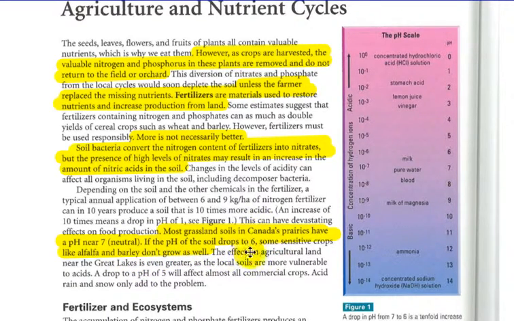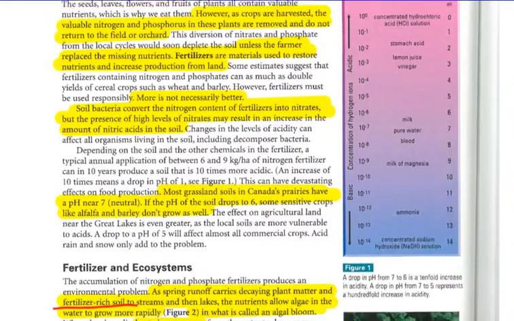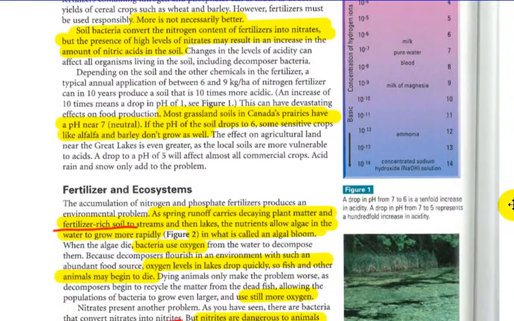But if it gets lower, it becomes more acidic. So for example, if it drops to 6, some sensitive crops like alfalfa and barley don't grow very well. The effect on agricultural land near the Great Lakes is even greater, as the local soils are more vulnerable to acids. A drop to 5 would affect almost every crop. Okay. So the idea of fertilizer is replacing those nutrients back in the ground, but more isn't necessarily better.